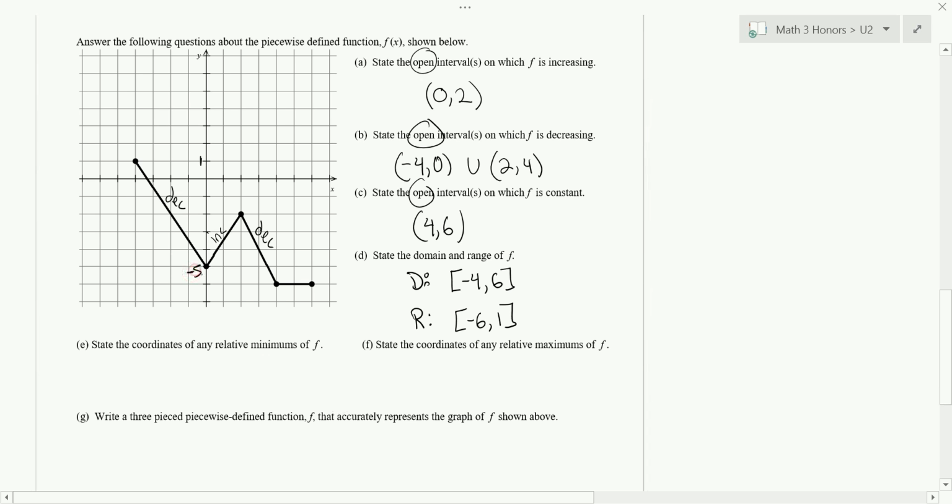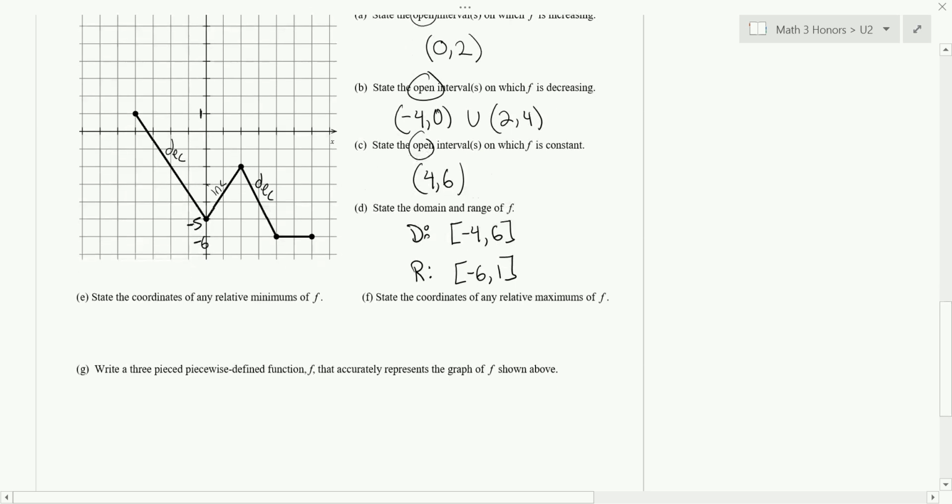Count 5. Did I do that wrong? 1, 2. Oh, you gotta go a little further. Yeah, good. Right over here. That's the lowest part. E, state the coordinates of any relative minimums of f. Cole? Any others?